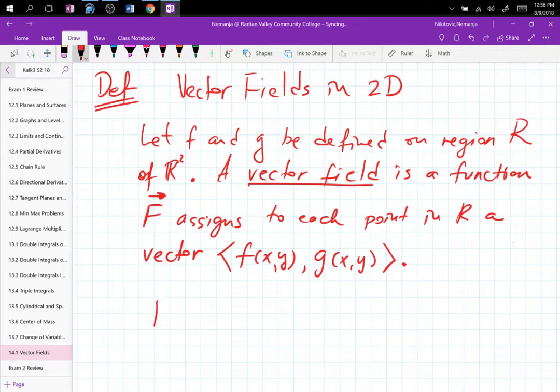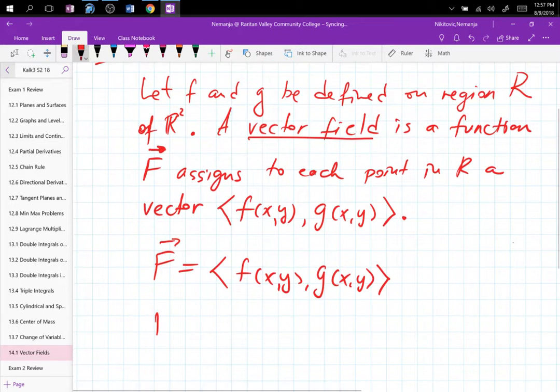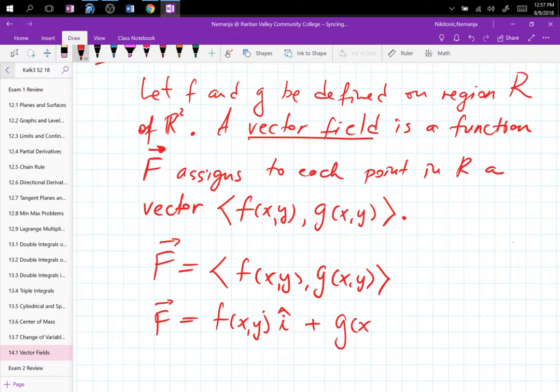So this is written as F equals the vector f(x,y), g(x,y). You can also use ij notation if you want to. So you have your f(x,y) i with a hat plus g(x,y) j with a hat.